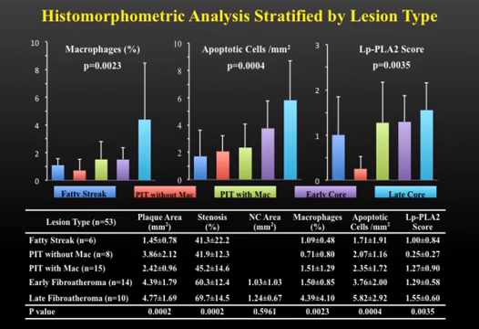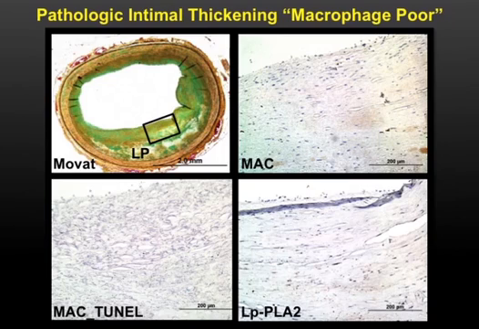So if you look here, you can see macrophages increase, fatty streak with or without macrophages. And you can see PIT with macrophages, early necrotic core, and late necrotic core. You can see the Lp-PLA2 expression increases, although it is also seen in fatty streak. We don't understand why it regresses in some places and not in others. That needs to be investigated further. I just want to show you some of the cases that we've seen.